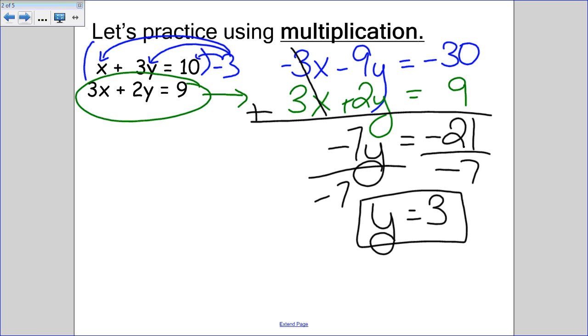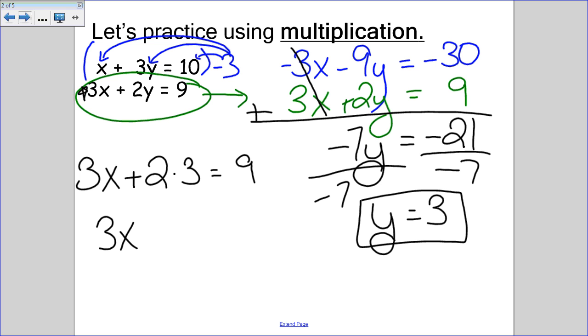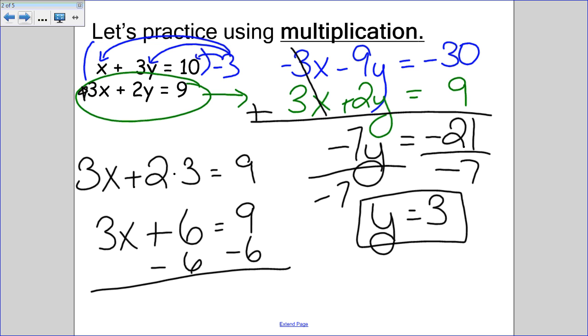It's the same process from here. We're just plugging our y back in to solve for x again. So let's go to our second equation this time. 3 times x plus 2 times our y, which is 3, equals 9. 3x plus 2 times 3, which is 6, equals 9. How do we get our 6 to the other side? It should be drilled into your heads by now. You do the opposite. We get 3x equals 9 minus 6, which is 3. And our x is going to equal 1.